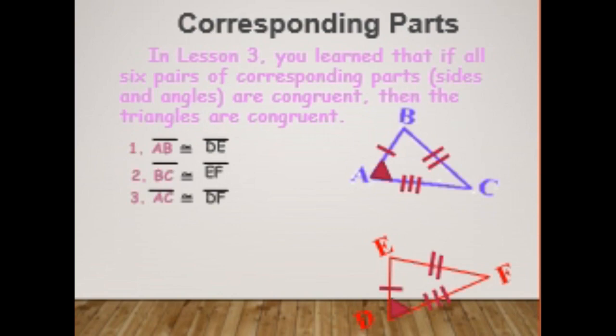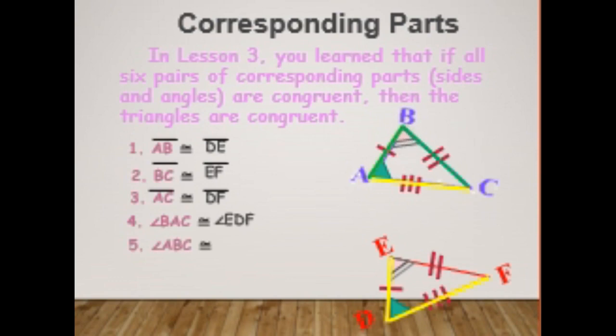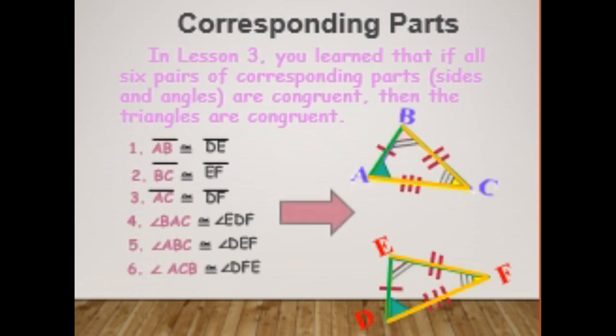Now, how about the corresponding angles? First, we have angle BAC is congruent to angle EDF. Next, we have angle ABC is congruent to angle DEF. Last congruent angle, we have angle ACB is congruent to angle DFE. Alright, since we already have the six pairs of corresponding parts, therefore we conclude that triangle ABC is congruent to triangle DEF. Alright?